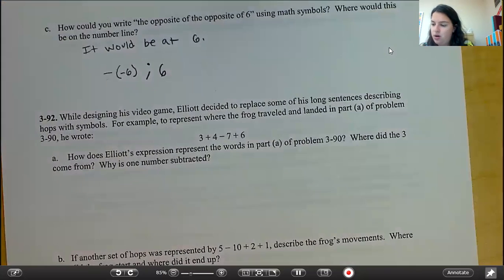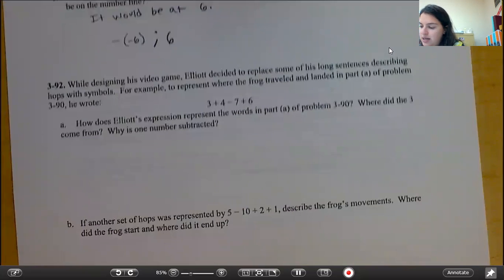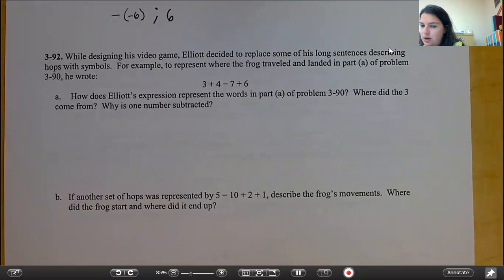Okay, 392. While designing his video game, Elliot decided to replace some of his long sentences describing hops with symbols. For example, to represent where the frog traveled and landed in part A of problem 390, he wrote 3 plus 4 minus 7 plus 6. How does Elliot's expression represent the words in part A of problem 390? Where did the 3 come from? Why is one number subtracted? Part B says if another set of hops was represented by 5 minus 10 plus 2 plus 1, describe the frog's movements. Where did the frog start and where did the frog end up?